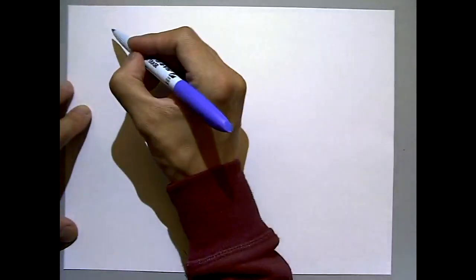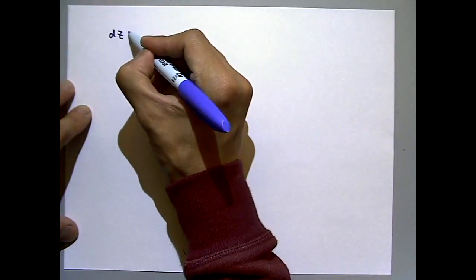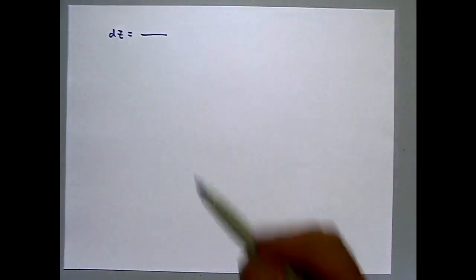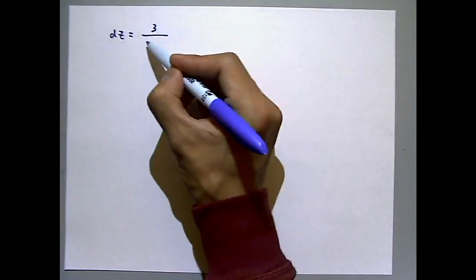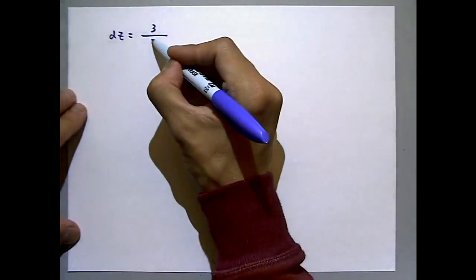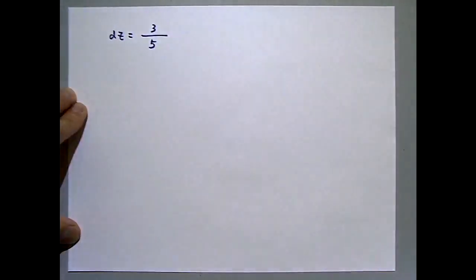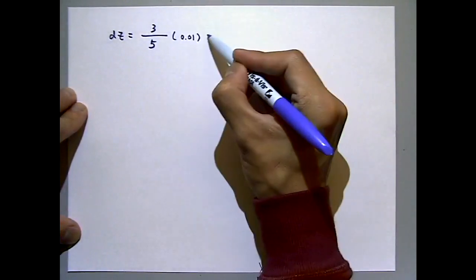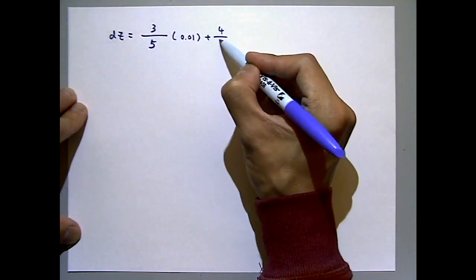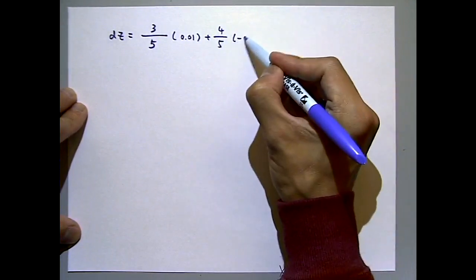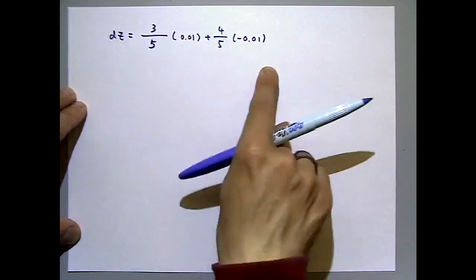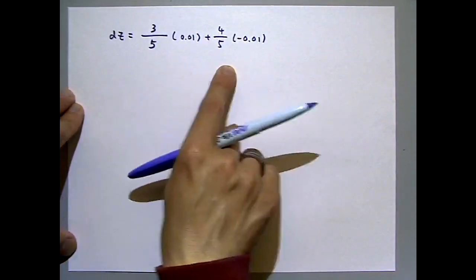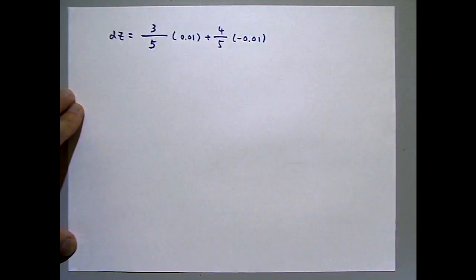Okay, in our example here, dz is equal to 3/5, right? That's the partial at that point, times 0.01, plus 4/5 times negative 0.01. This part should look very familiar from when we did a tangent plane. That's the part without the original 5.